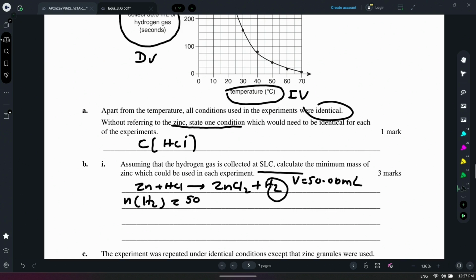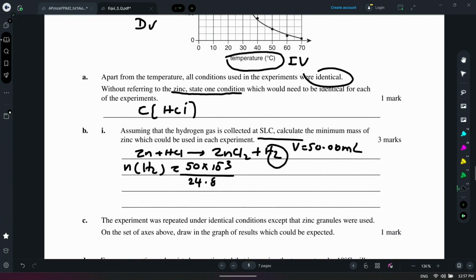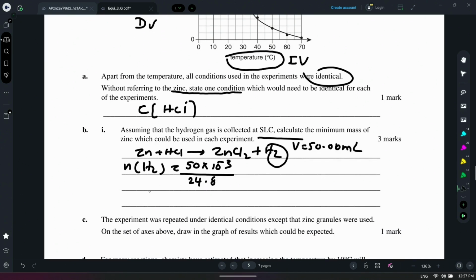How? n equals V over Vm. 50 times 10 to the power minus 3, that's liters, divided by 24.8. Okay, what's the answer for that? They have used 24.5, I think it's 24.8. Have a look at the data booklet again.